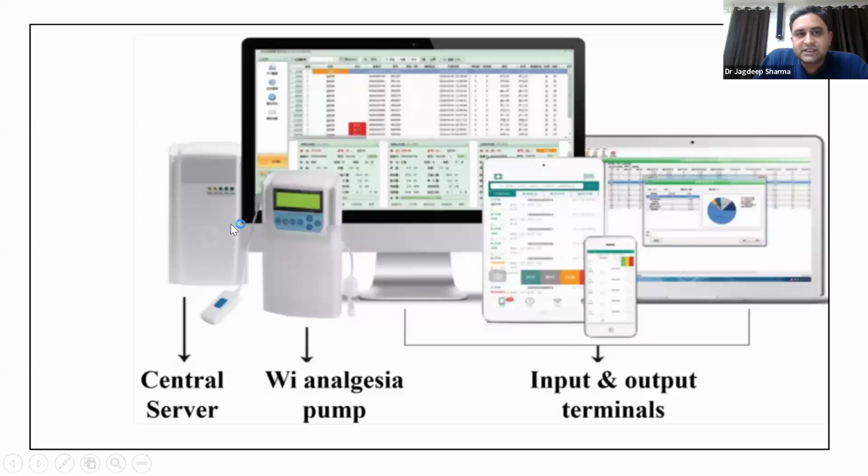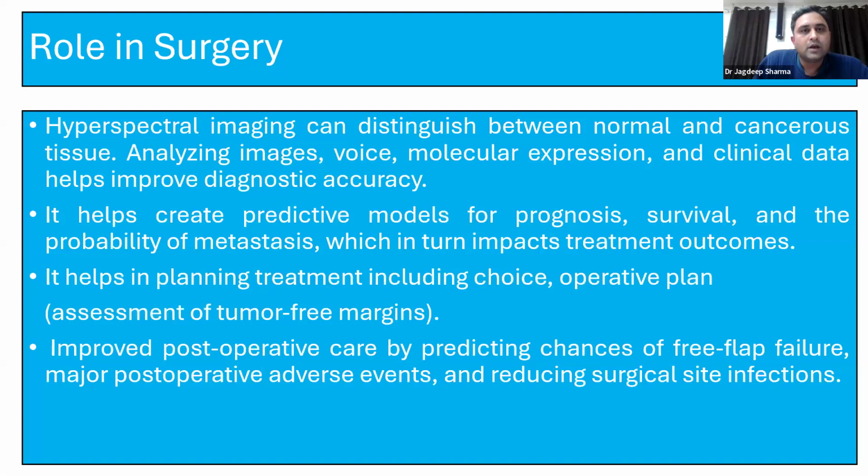So this is just to show the components. There is a central server, there are input and output terminals, and then there is your Wi-Fi analgesia pump, wireless. That is, it's not using any wires, and it's a wireless analgesia pump which will deliver the drug.